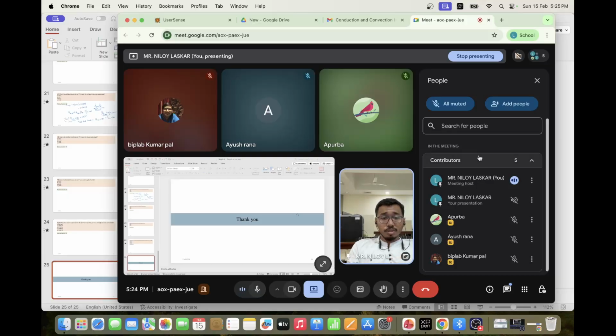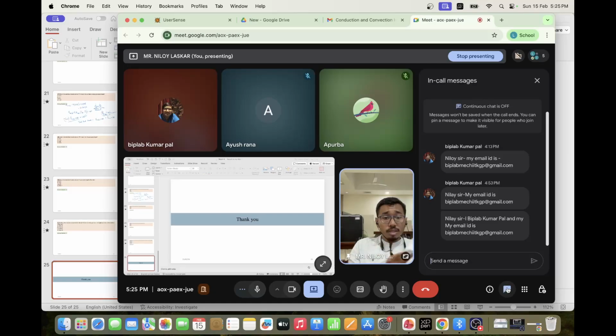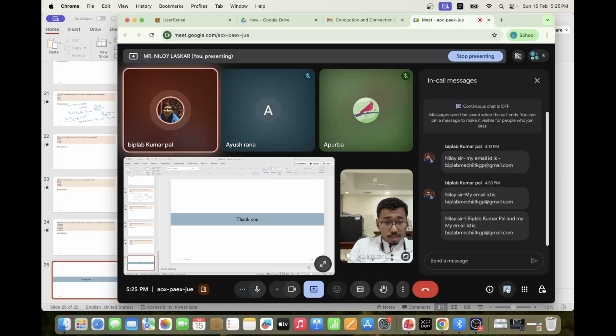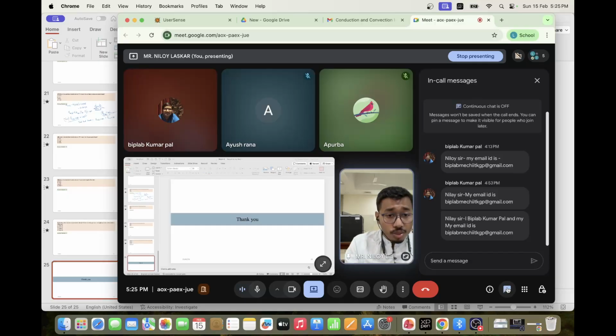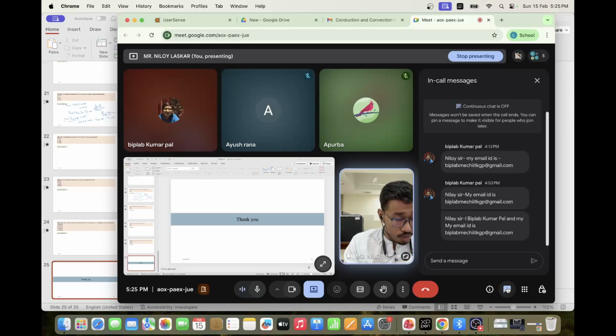So, Biplabji, your email ID, I just note down this email ID. Not an issue. Actually, I am also sharing my email ID with you. So that will be better.